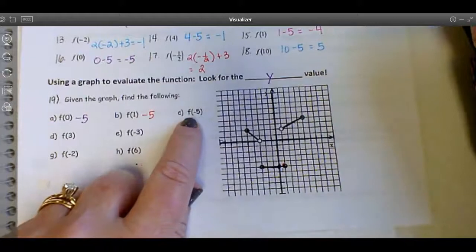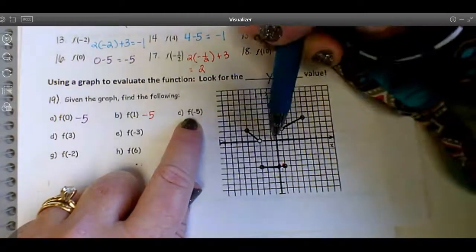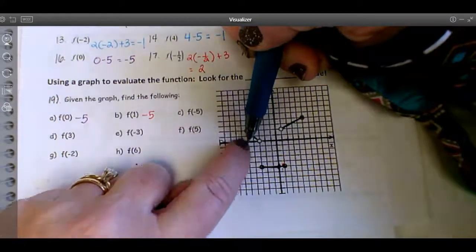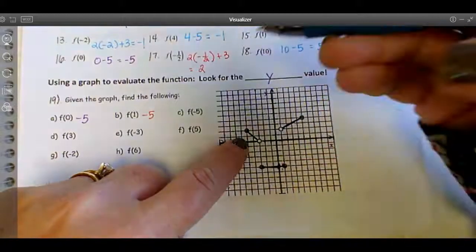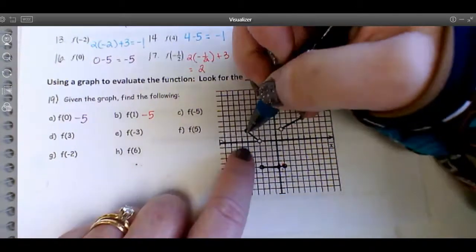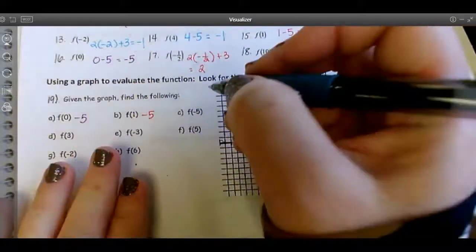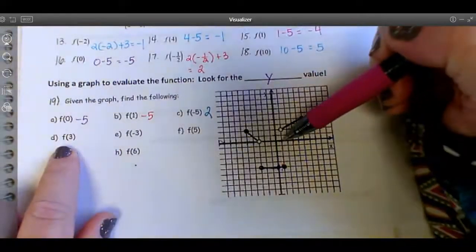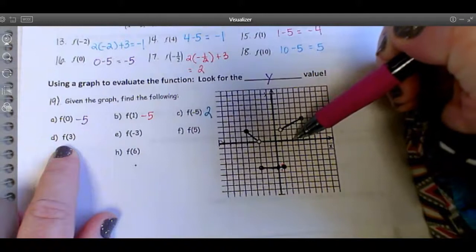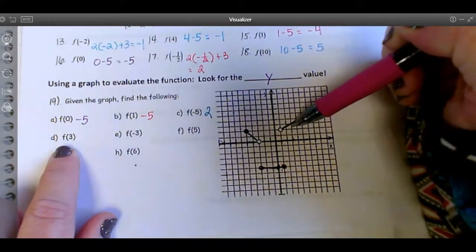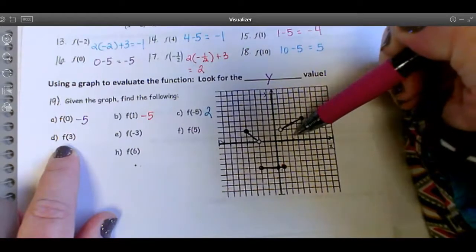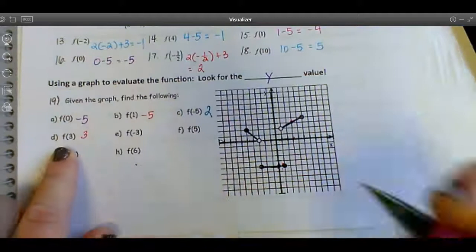Alright, next it says f of negative 5. So that means that I go to the x at negative 5, and I find the y value at wherever it is. Well, in this case, it's up here, and that y value is 2. Okay, next it says f of 3. So I go to the x-axis at 3, I find the y value. Looks like it's also 3 because it's up 3.